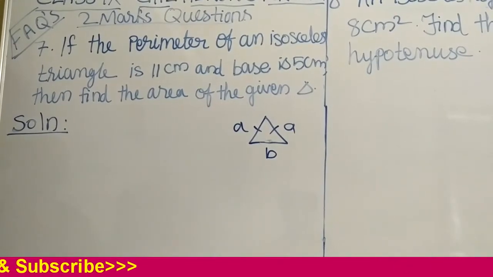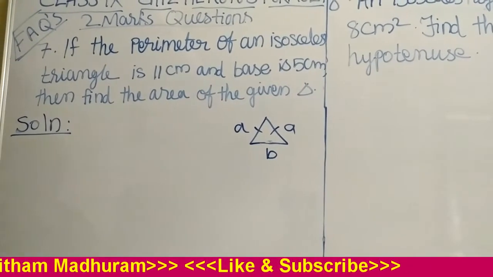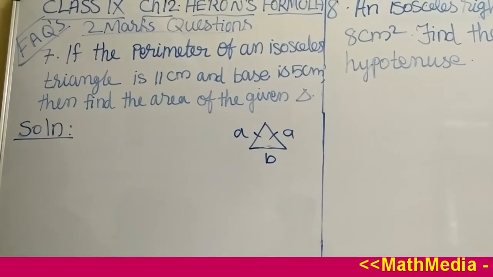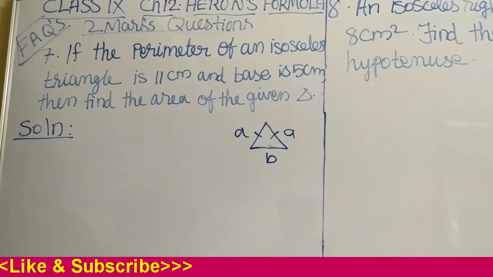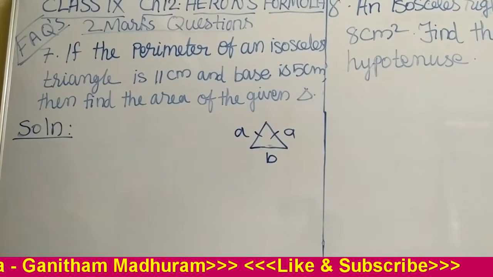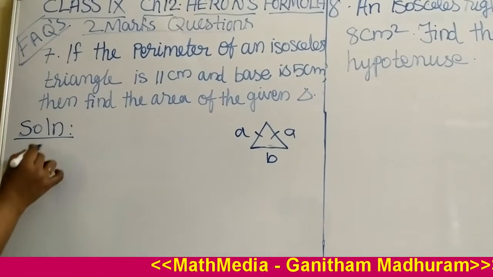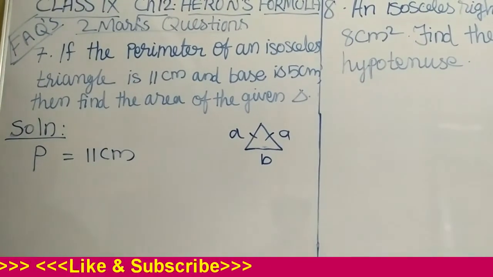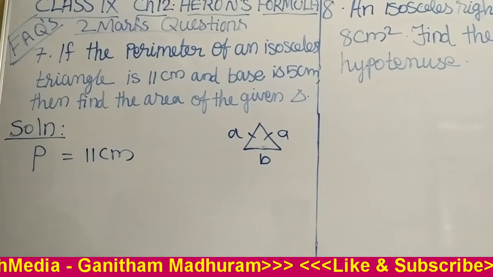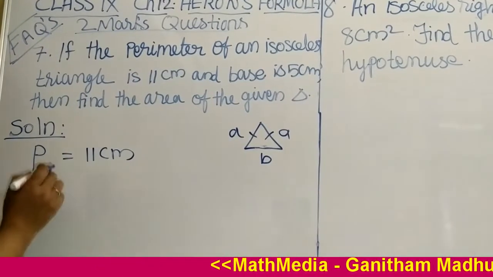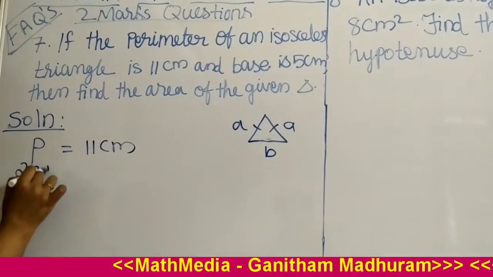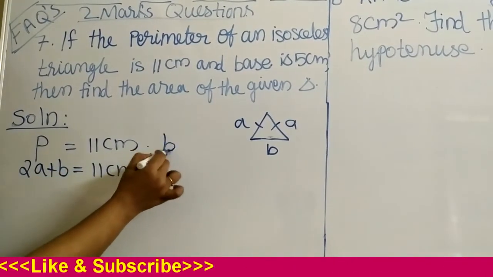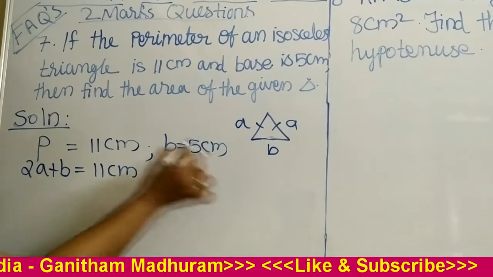Our next question. If the perimeter of an isosceles triangle is 11 cm and base is 5 cm, then find the area of the given triangle. So an isosceles triangle is given, perimeter is given as 11 cm. I have drawn the figure. The equal side is represented by A, base by B. So perimeter will become 2A plus B equal to 11 centimeter. Here also given base B equal to 5 centimeter.